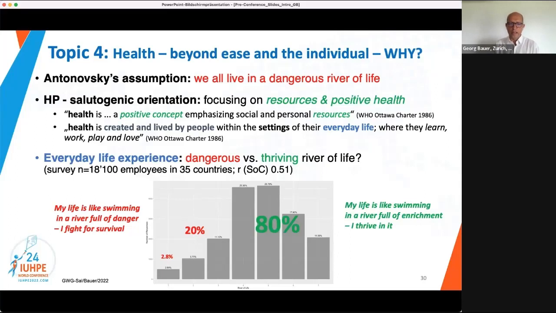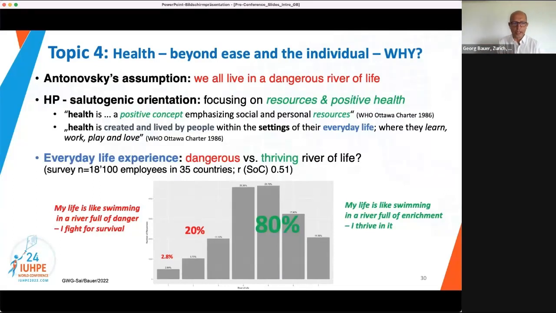When we look at this idea of settings, our everyday life, the places where we learn, like now, work, where you also work a lot, where you play and even love, would you describe this as all and always a dangerous river of life? I would have huge question marks. So that was always my own personal expression. So I thought, why couldn't we just ask people?